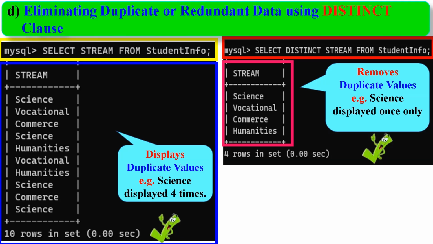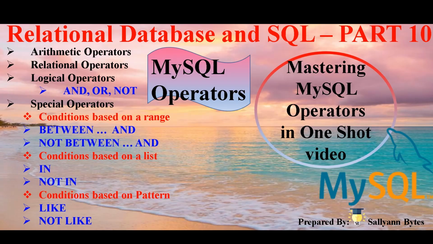Now, we write a query for displaying the distinct contents on the basis of the field stream from student info table. Now look at the red box. In the MySQL prompt, we type the statement, select distinct stream from student info semicolon. Press the enter key. What can you see in the display of the pink box? Yes, each stream like science, vocational, commerce and humanities is selected only once. Duplicate values are removed.